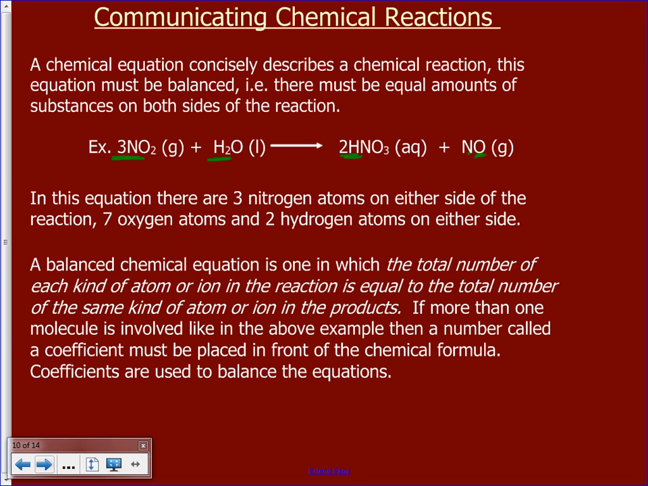So a balanced chemical reaction is one in which the total number of each kind of atom or ion is equal on both sides.